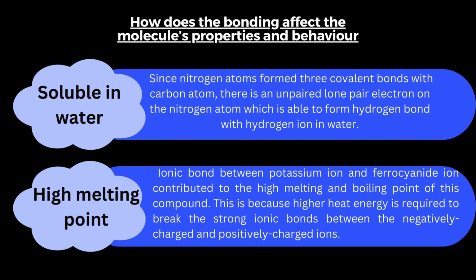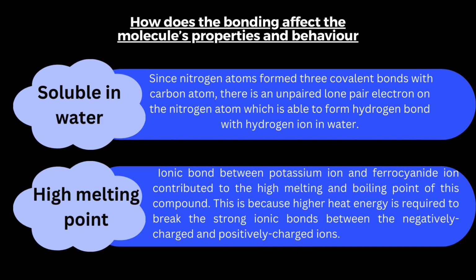So the first property of this molecule is it is soluble in water. Since nitrogen atoms form 3 covalent bonds with carbon atom, there is an unpaired lone pair electron on the nitrogen atom, which is able to form hydrogen bond with hydrogen ion in water.